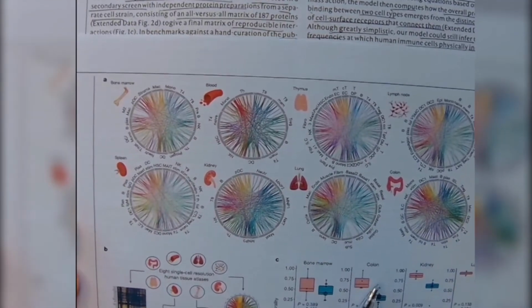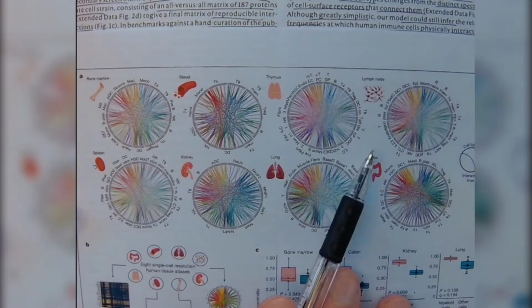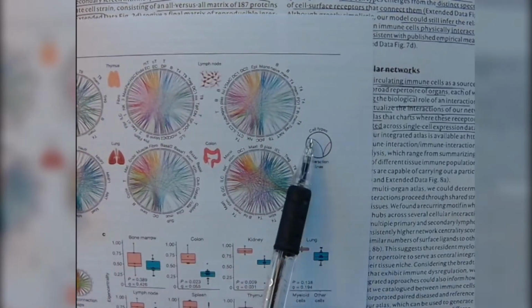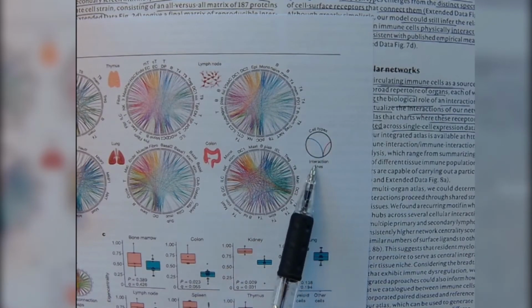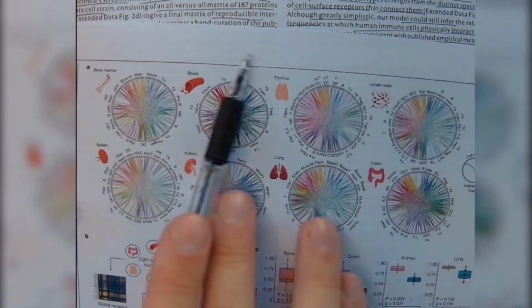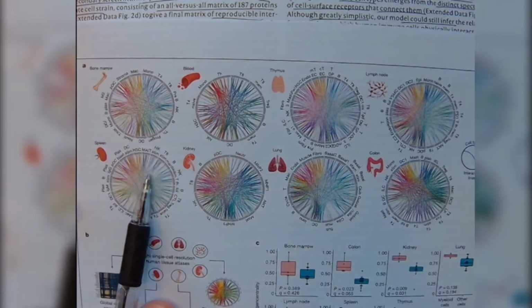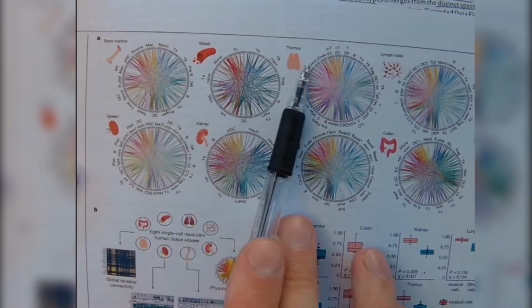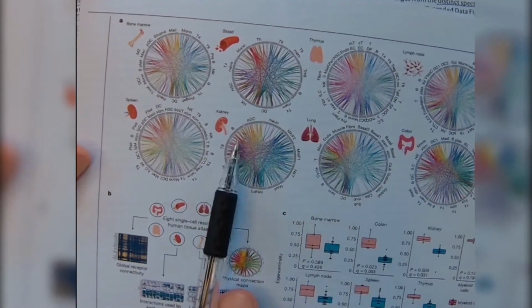Here is where you can see Figure 3A. Honestly, it's a little daunting. You can see that the cell types are shown here with the interaction lines, and there is a plethora of cell interactions across bone marrow, blood, thymus, lymph node, colon, lung, kidney, and spleen.